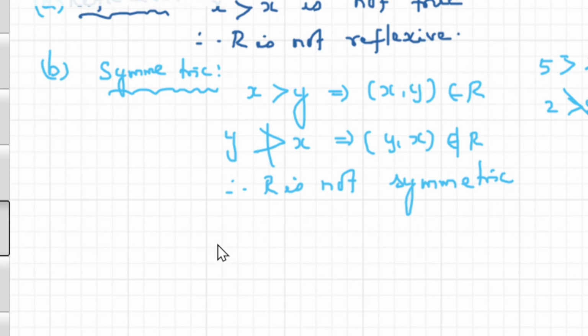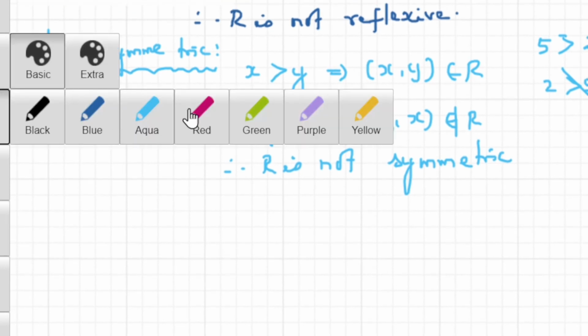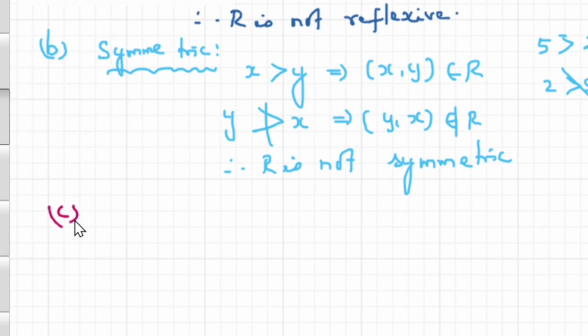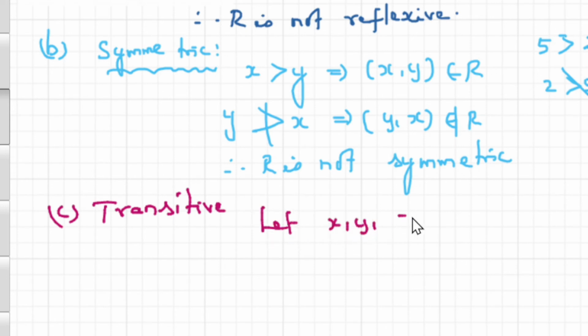Then we'll prove the next case, that is the transitive. So let us take x, y, z belongs to R.